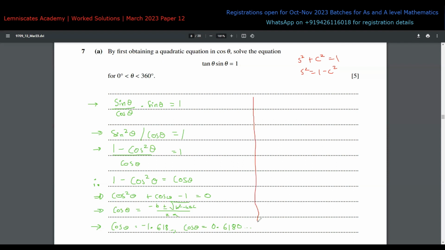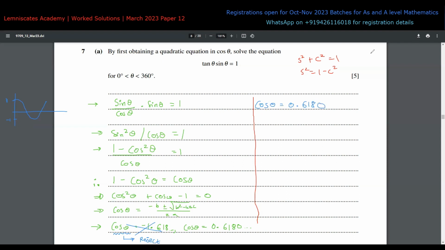Now after this, we have to find the value of theta, because cos theta is not asked, theta is asked. Now clearly this value is less than minus 1. So we are going to reject this solution, because we know that the cos graph basically lies between minus 1 and 1. This is your minus 1, this is your 1. And there is no value that you get for anything that is beyond negative 1, right? So this will be simply rejected. We are left with cos theta is equal to 0.6180. So let's continue with that.